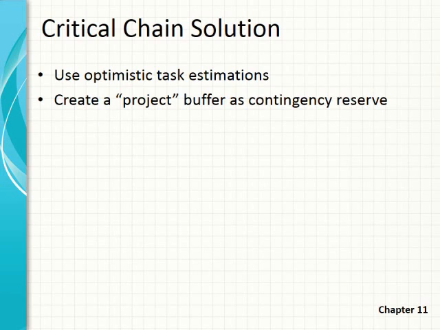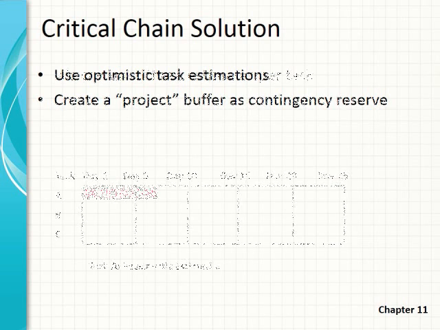So let's take this theory of constraints and try and put it into practice, and Eliyahu Goldratt did that with something he calls the critical chain solution. And that's to use optimistic task estimations and create project buffers as contingency reserves. Now remember, when we did task estimation, there was the PERT way of doing that, which is to take 3 estimates, the optimistic, the pessimistic, and the most likely. So here with the critical chain solution, he's saying, I think we want to use the optimistic task estimations, and then we'll add a project buffer, and you'll see how all this plays out in the following illustration.